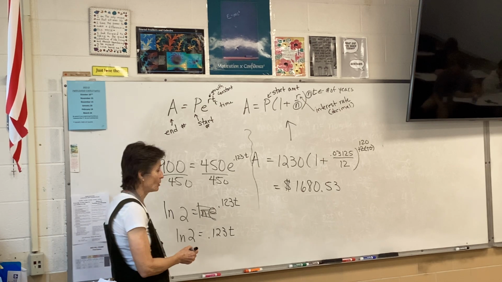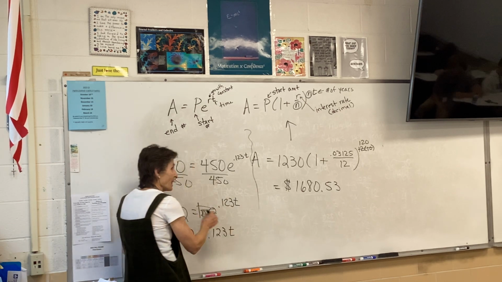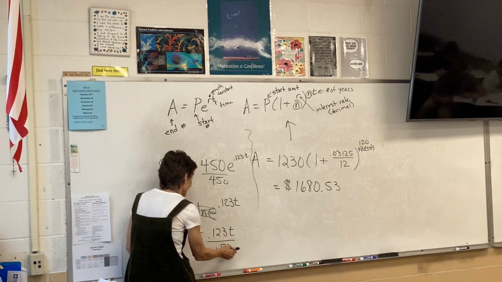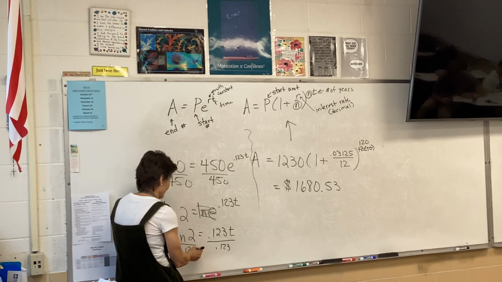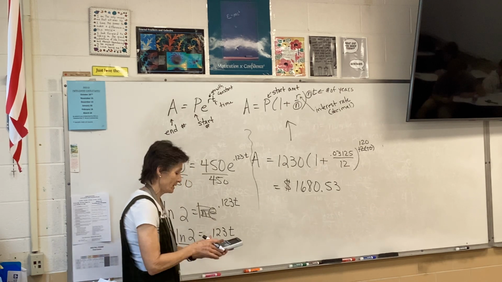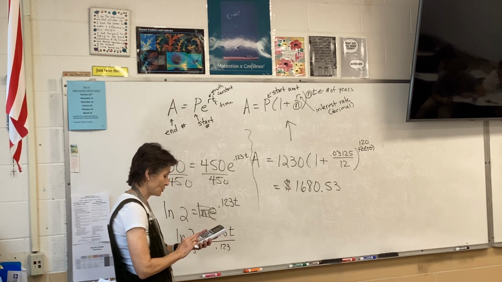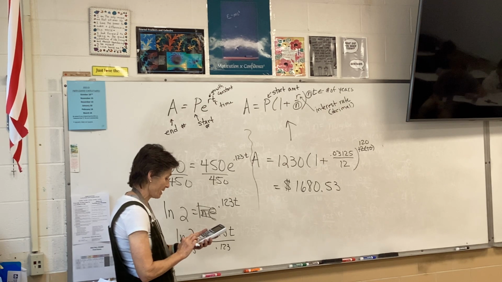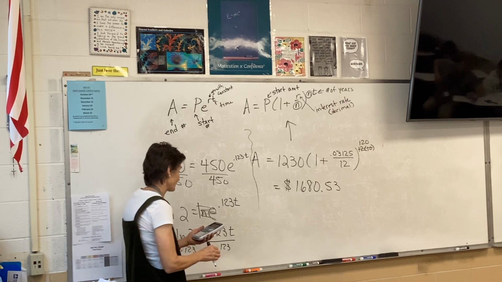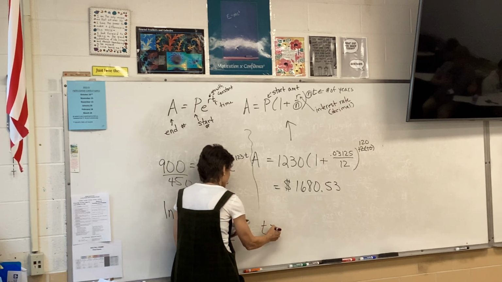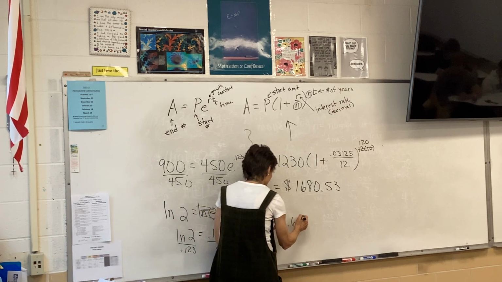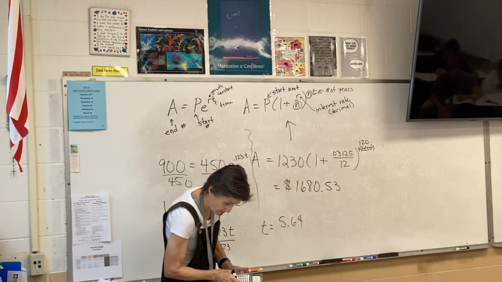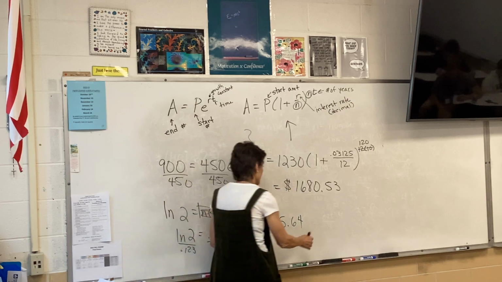And then if I want to know what T is, what am I going to do? What's my last step going to be? I'm going to divide by 0.123. So I just go to my calculator, ln2, close parentheses, divided by 0.123. And I got 5.64. Do I know if this is days or years? No, I'm just gonna say days.